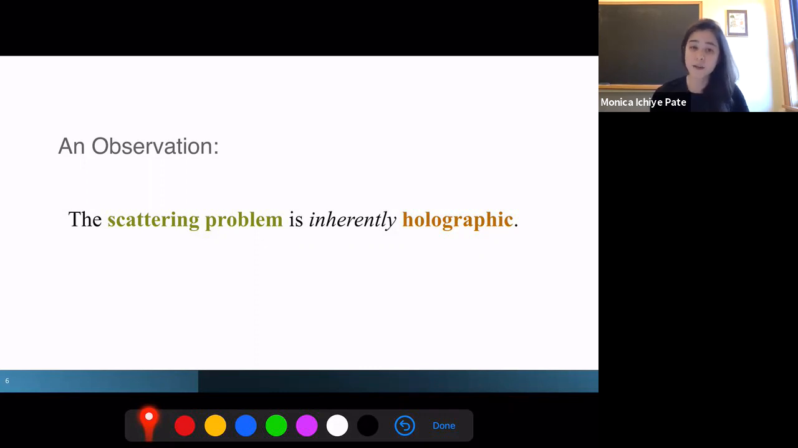And by definition, a theory which addresses the scattering problem in this way is holographically dual to a theory of quantum gravity. So therefore, a simple reason for expecting the holographic principle to apply to the gravitational scattering problem is because the associated observables live on the boundary.